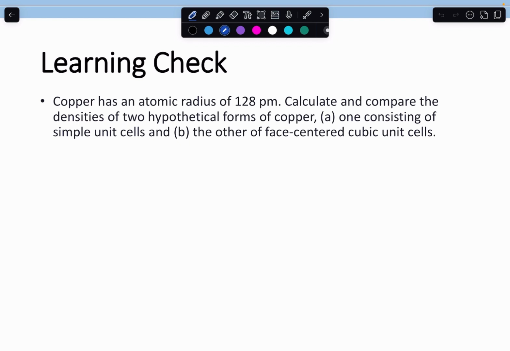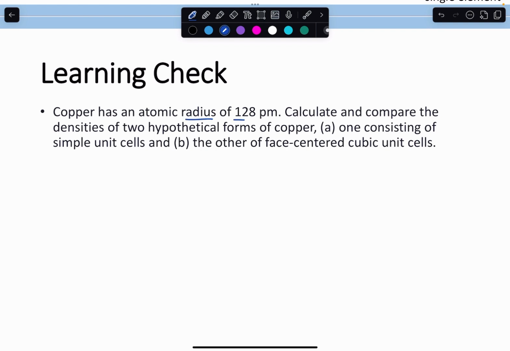So this question says copper has an atomic radius of 128 picometers. Calculate and compare the densities of two hypothetical forms of copper. One is simple cubic unit cells and the other is face-centered cubic. So let's see, we've got the radius already, the r value, and we're looking for density. Remember, density is mass over volume.